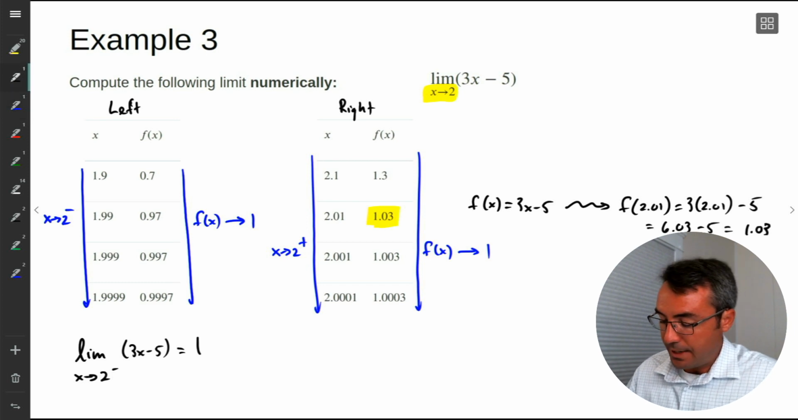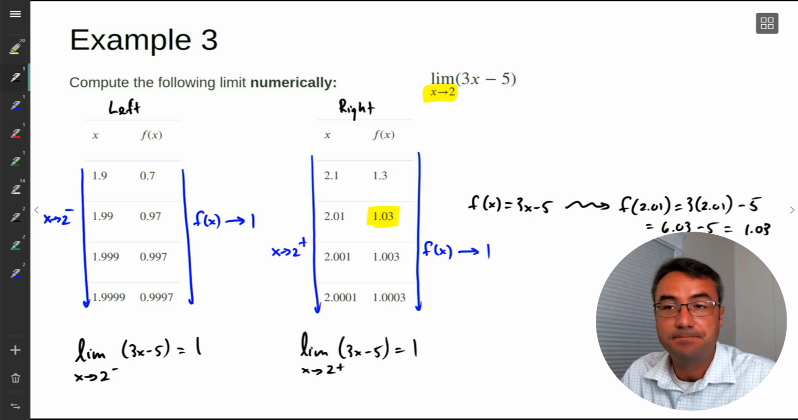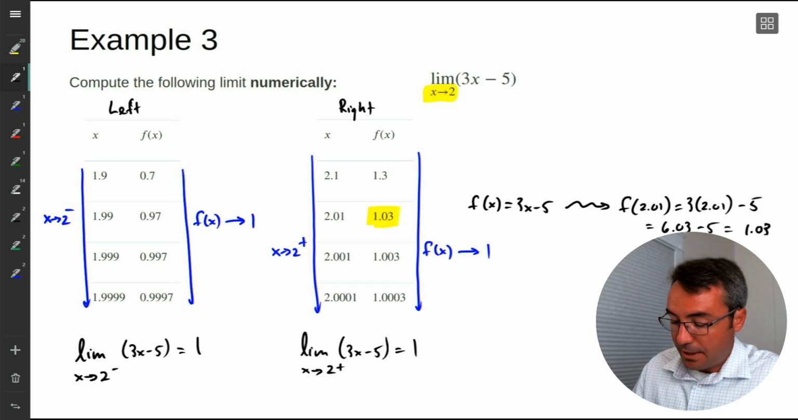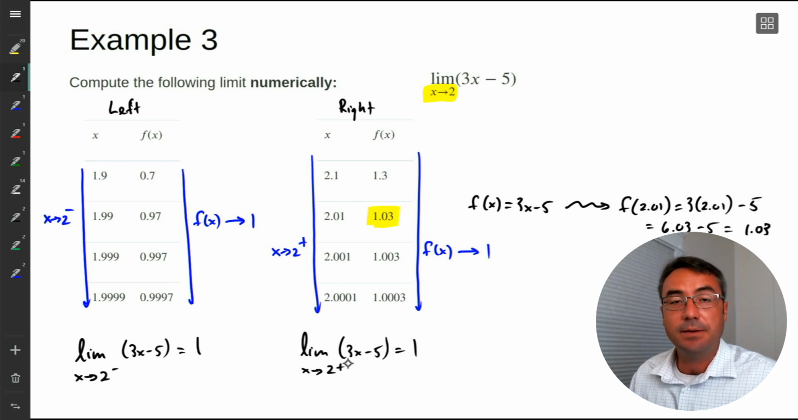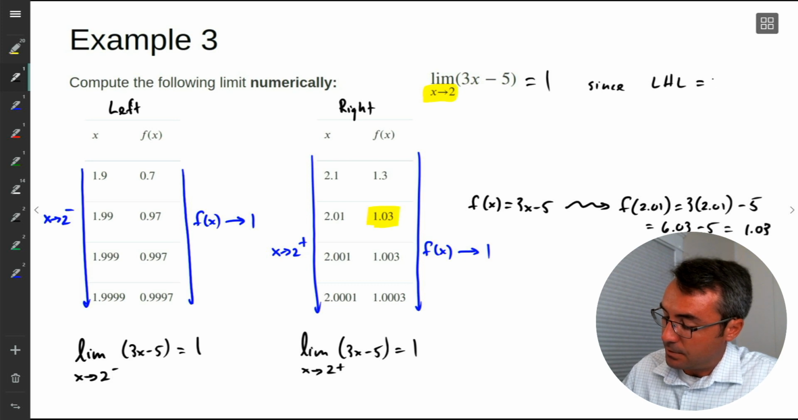So we say our right-hand limit, limit of 3x minus 5, as x approaches 2 from the right, is equal to 1. And so because both the left and the right-hand limit are equal to each other, we can say that this overall limit then is equal to 1 as well. And again, that's since the left-hand limit is equal to the right-hand limit, and both are 1.